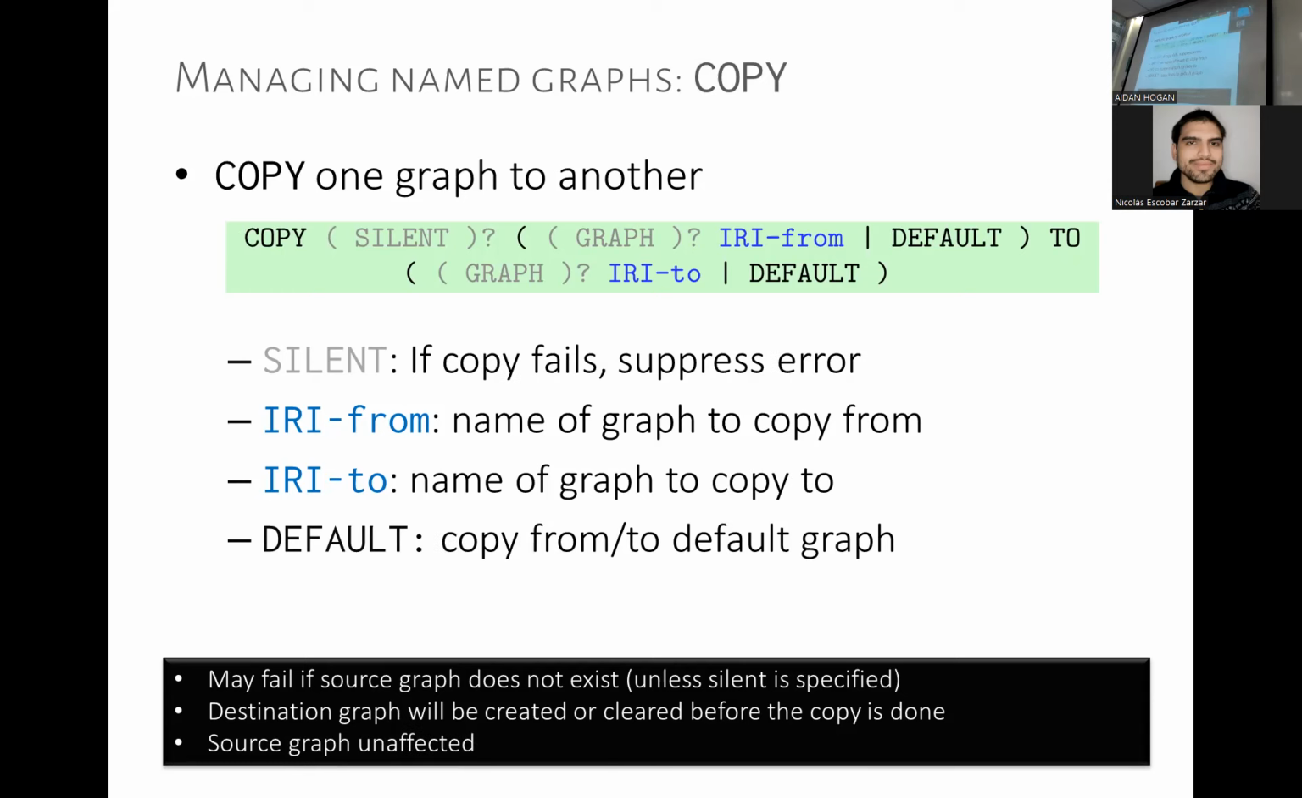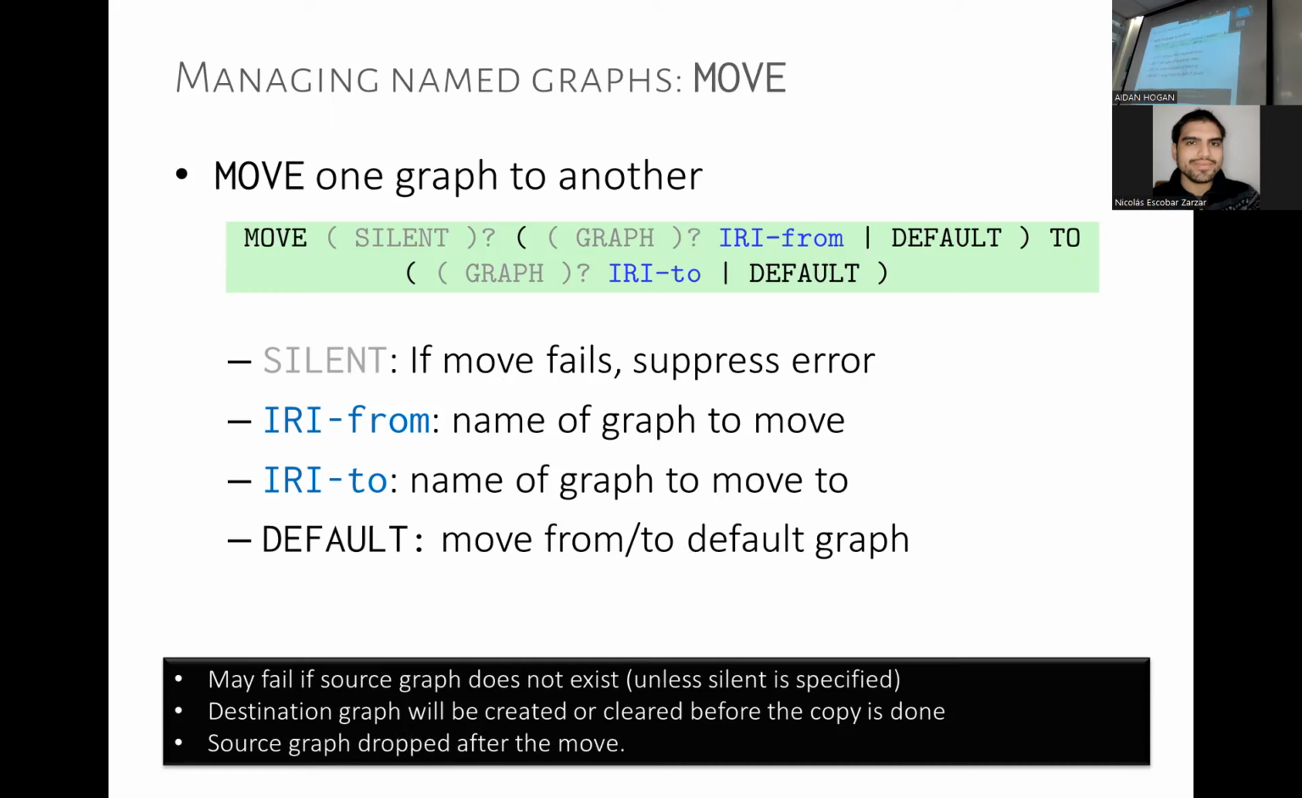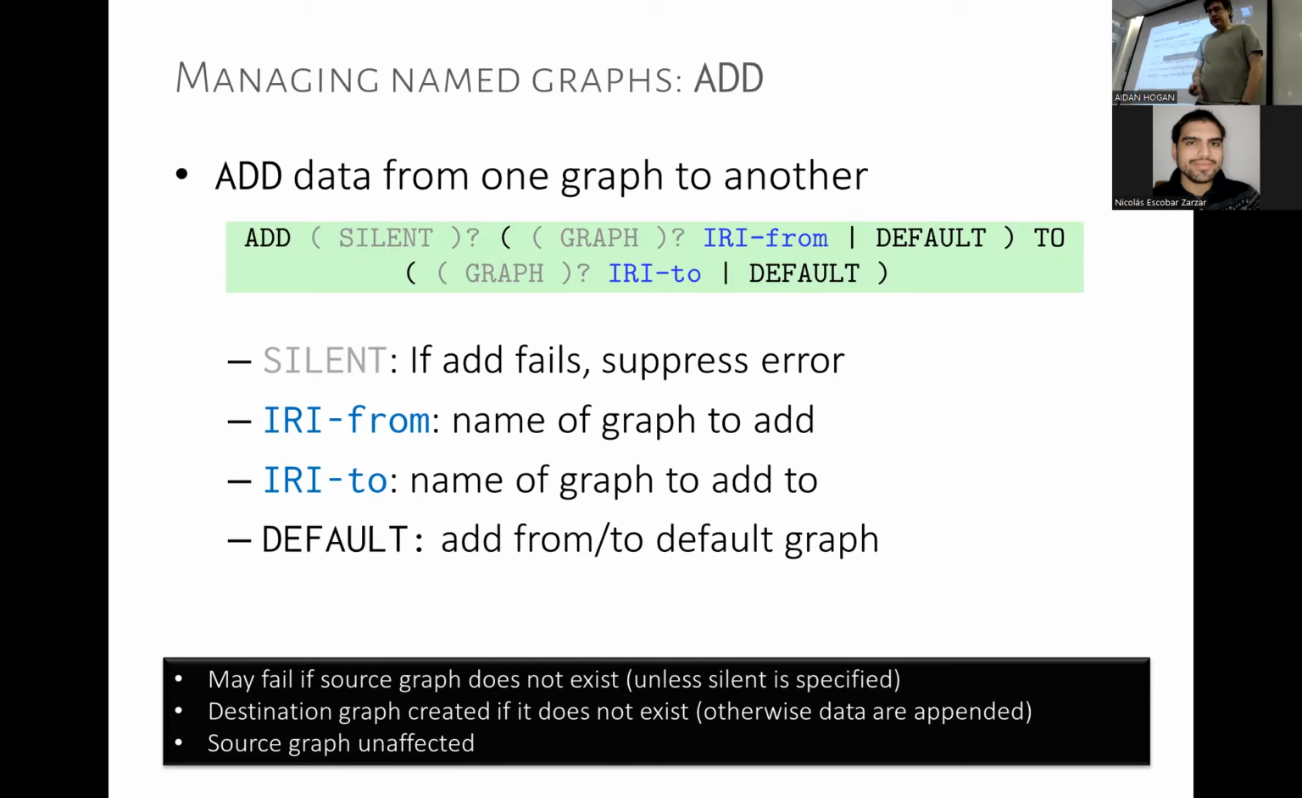Copy will keep the source graph as it is. In the case of move, it's like copy and then delete the source graph. Yeah, so we get rid of the source graph. So we can copy or move one graph to another. This overwrites the graph that is already there. So we're not appending in any case. If the destination graph already exists, it is overwritten.